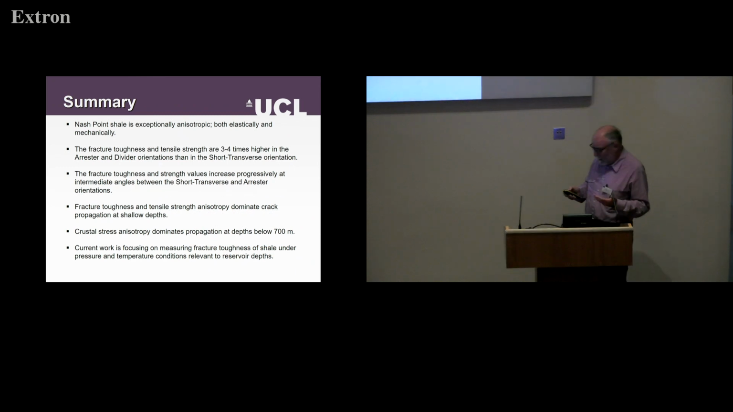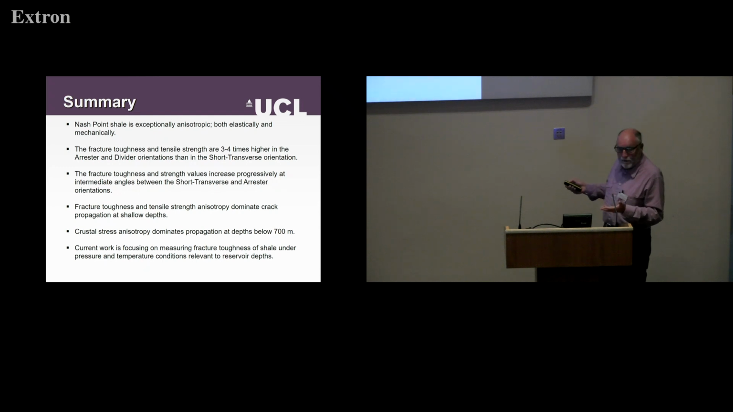So in summary, we've seen that Nash Point shale is an exceptionally anisotropic material, both elastically and mechanically. The fracture toughness and tensile strength are 3 to 4 times higher in the arrestor and divider, i.e. bedding normal directions, than they are in the short transverse or bedding parallel orientation. The fracture toughness and strength values increase progressively at intermediate angles, which is important because often fractures are not growing in those principal directions.